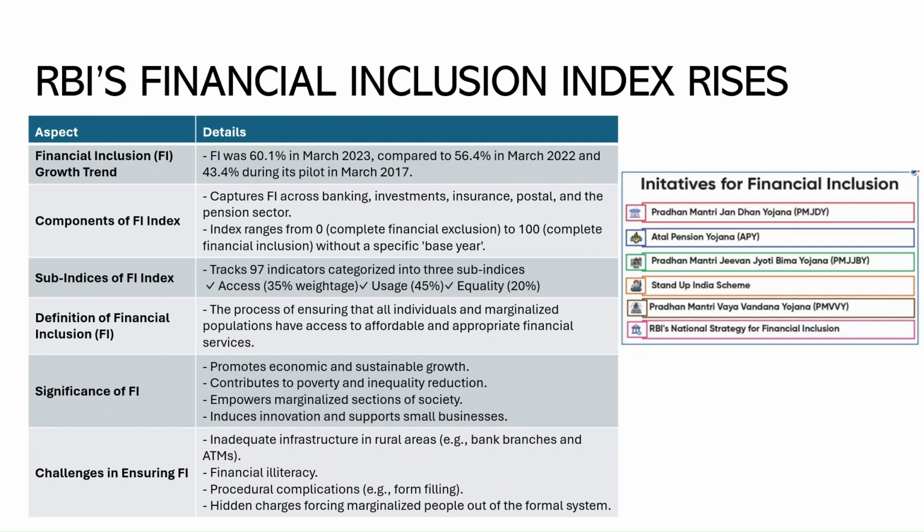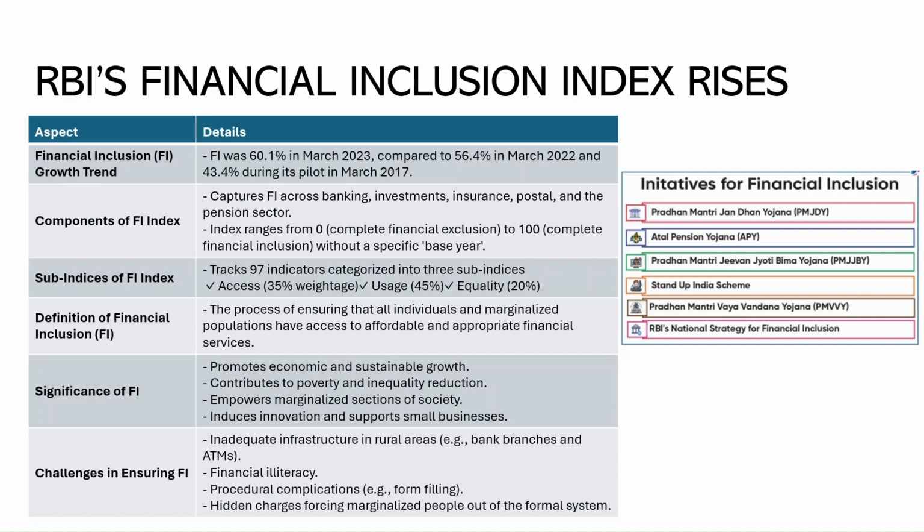Next is an important development in India's financial landscape, that is the rise of RBI's Financial Inclusion Index. Firstly, why is the Financial Inclusion Index making headlines? Well, the RBI's Financial Inclusion Index has witnessed a significant growth across all segments. As of March 2023, the index stands at 60.1%, a remarkable increase from the 56.4% in March 2022 and 43.4% during the pilot phase in March 2017.